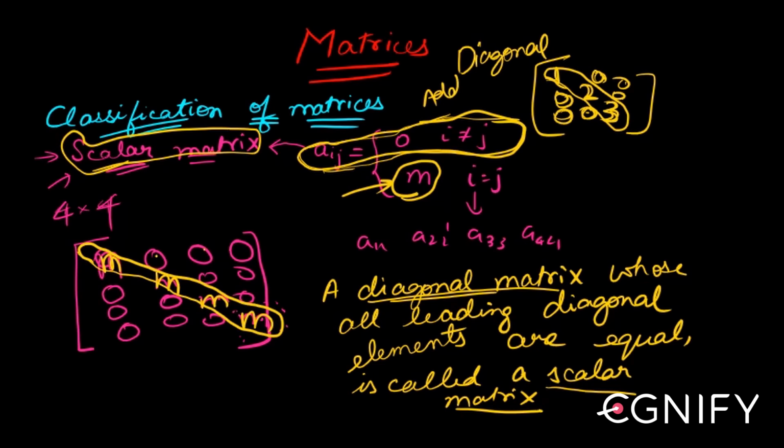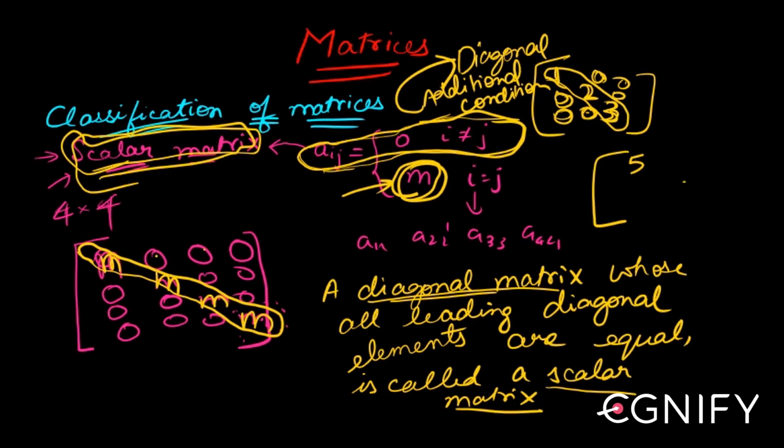An additional condition of the principal diagonal elements being equal is put on a diagonal matrix, and then a diagonal matrix is converted into a scalar matrix, right? I want you to have this trace. So this is very, very simple. Can I call this a scalar matrix? Yes, because the principal diagonal elements are equal and the other elements are 0.